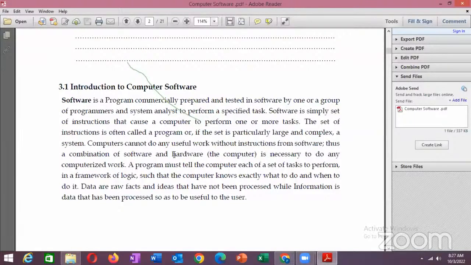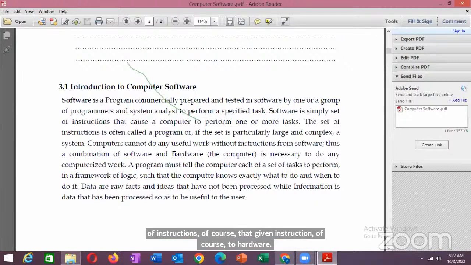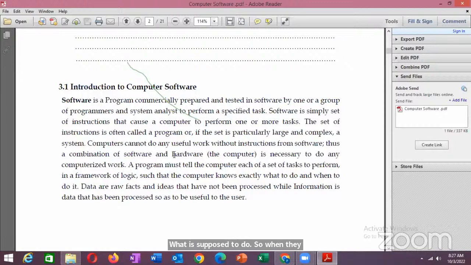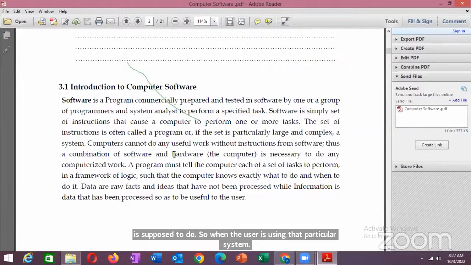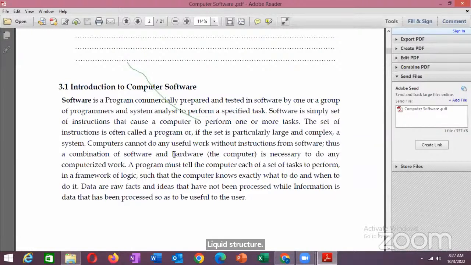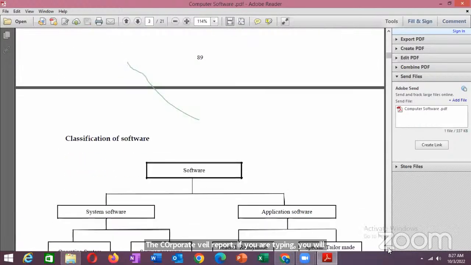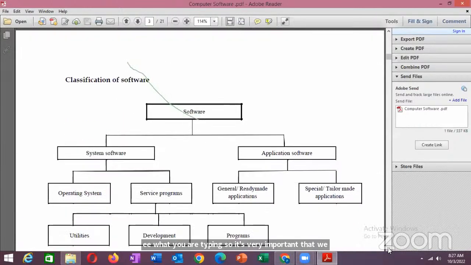So computer software is very key. It's just a set of instructions that tell the hardware what it's supposed to do. When the user is using that particular system, you normally use the hardware, click your instruction, and the computer responds. If you are typing, you will see what you are typing. So it's very important that we have software.